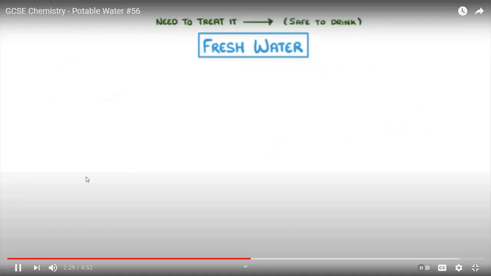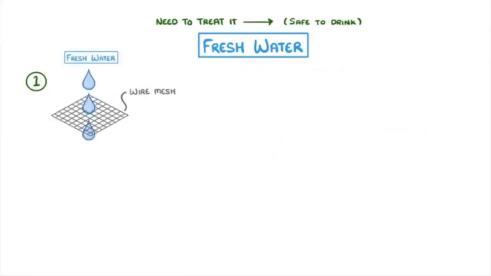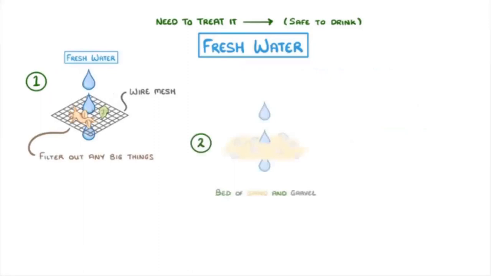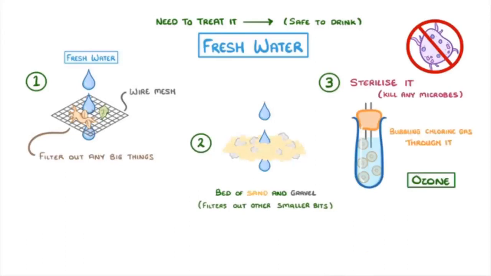Whichever source we get our fresh water from, though, we still need to treat it to make sure that it's safe to drink. The exact technique we use varies, but it generally involves 3 steps. First, we take our fresh water and pass it through a wire mesh to filter out any big things like twigs. Next, we pass it through a bed of sand and gravel, which filters out any other smaller solid bits. And finally, we have to sterilize it to kill any harmful microbes like bacteria, which we can do in 3 ways: either bubbling chlorine gas through it, or exposing it to ozone or ultraviolet light.